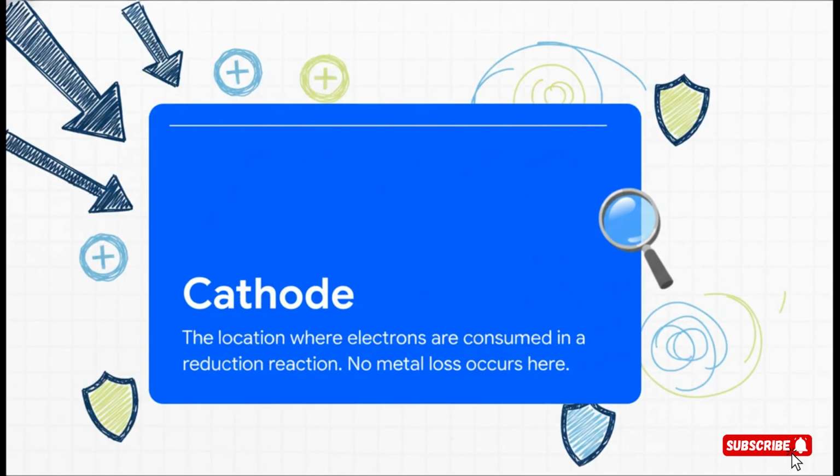So all those electrons that the anode just released, well, they have to go somewhere, right? They travel along that metallic path to our second component, the cathode. Now, the cathode is the protected site in this little circuit. It's the good guy, so to speak. It accepts and consumes the electrons in a different reaction called reduction. The key here is no metal is lost at the cathode. In fact, the cathode is what the anode is corroding to protect.